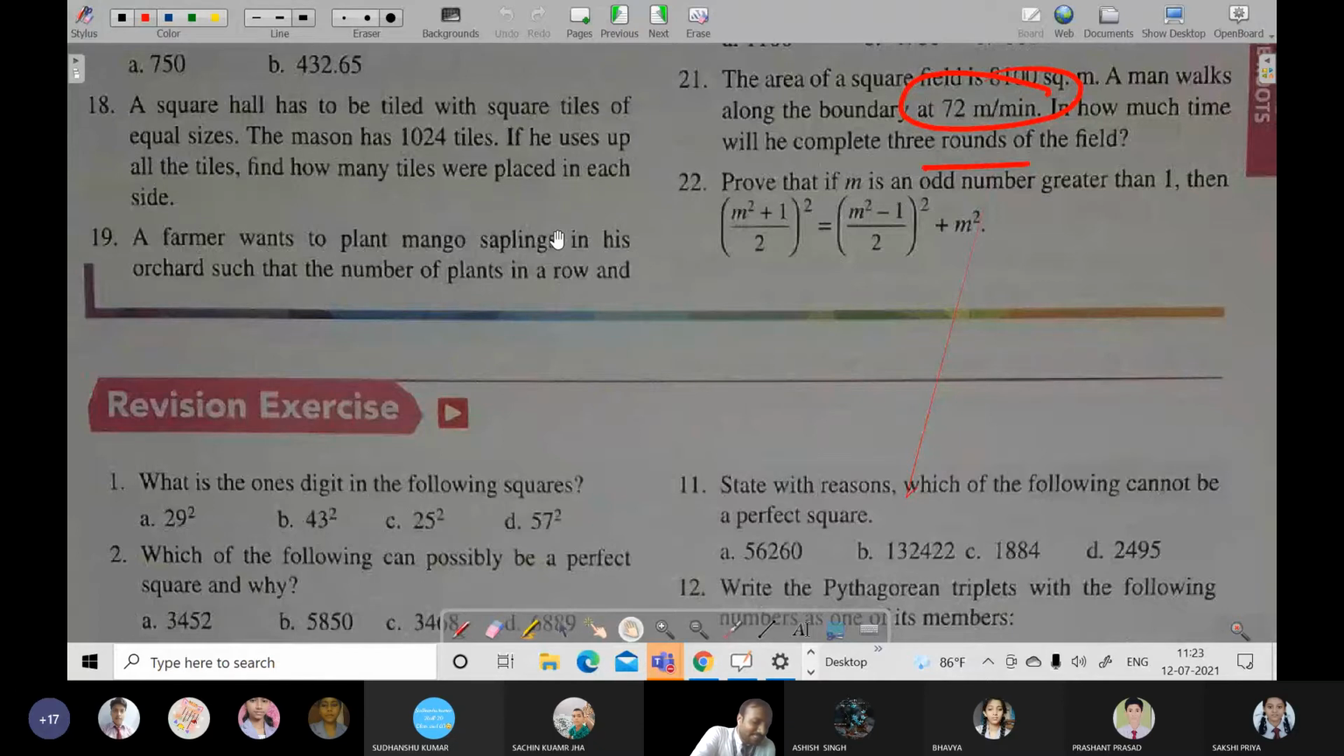I think 32 is the answer, is it? Yes, sir. So any more problem to anyone?